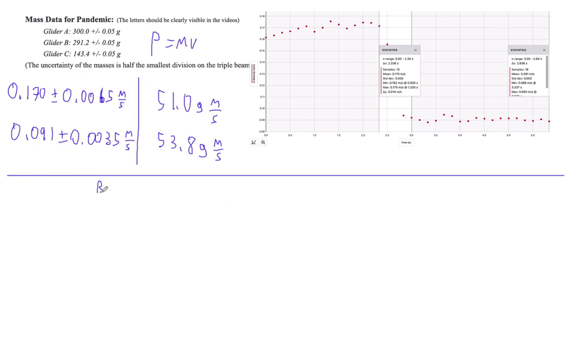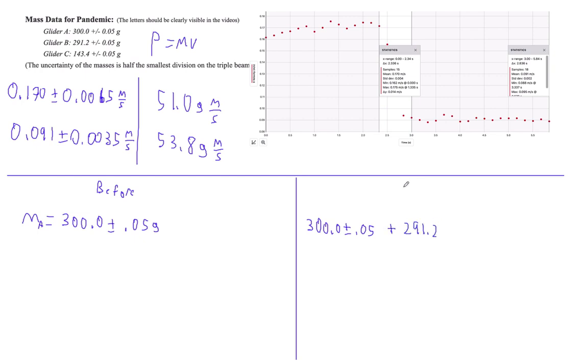So before, my mass is 300, that's just the mass of A, right? 300.0 plus or minus 0.05 grams, okay? Afterwards, it's very complex, right? It's going to be 300.0 plus or minus 0.05 plus 291.2. This is after, right? Plus or minus 0.05.